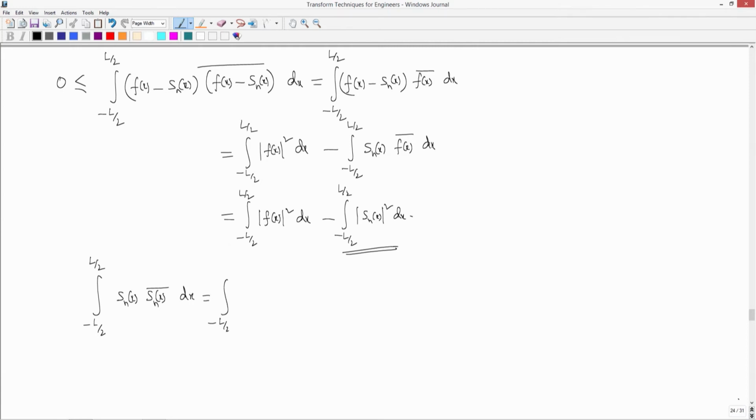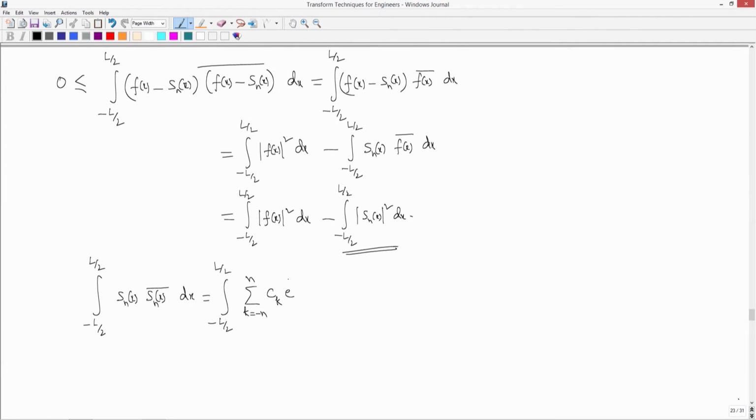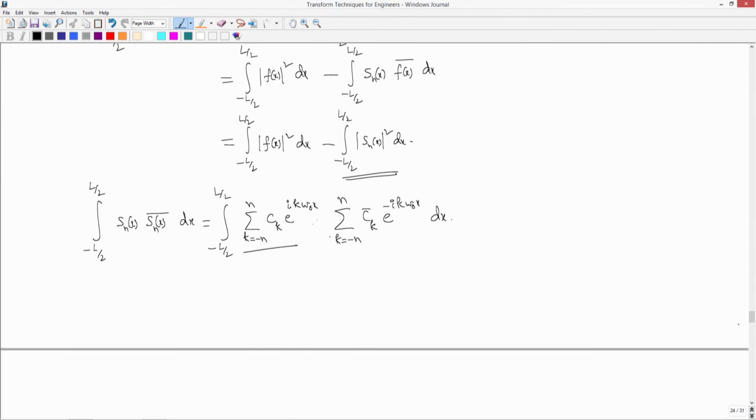If you write this, you actually see that this quantity is the sum over k from minus n to n of c_k e power i k omega naught x. So what is this S_n? S_n you define as the sum of c_k e power i k omega naught x, into its bar, that is c_k bar. Now I change the index, you can write it in a different way, the sum from minus n to n of c_k bar e power minus i k omega naught x dx. This is S_n(x), this is S_n bar(x).